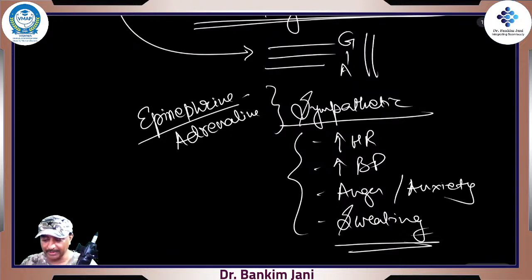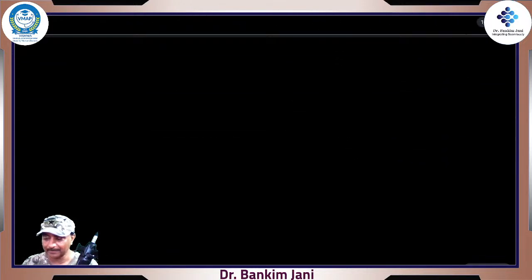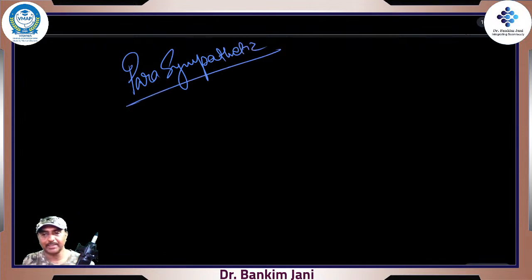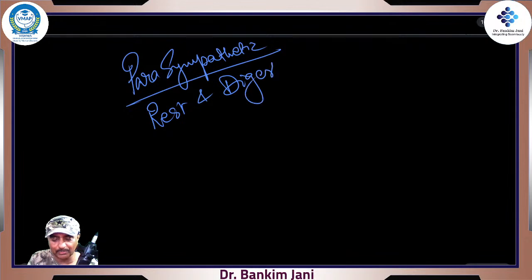So now here comes the second set. For the second set, we change the color. This second set is calm, cool, and welcome to the parasympathetic system. The way the name of the sympathetic was fight and fright, the name of this system is rest and digest. Rest and digest. So cool.